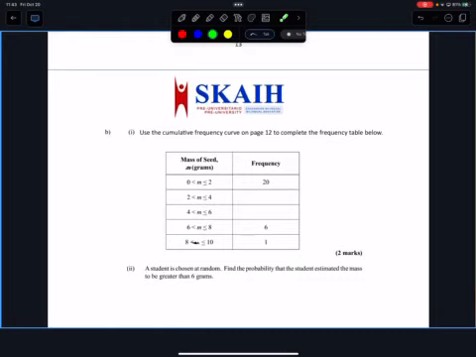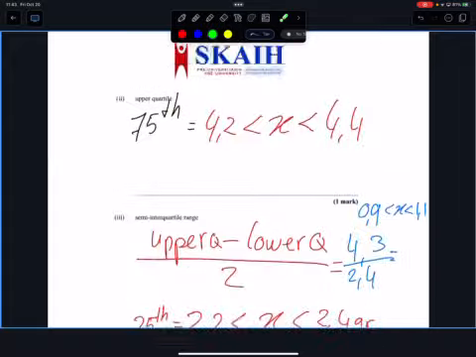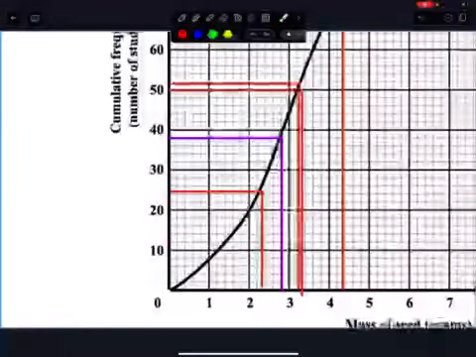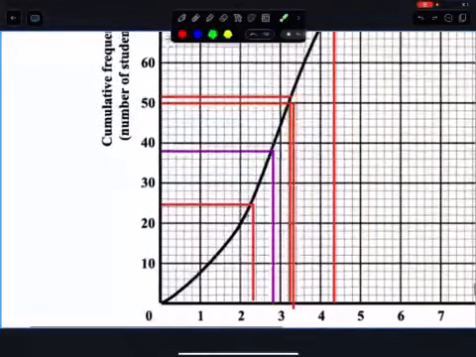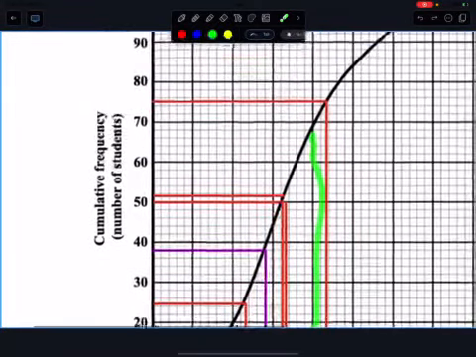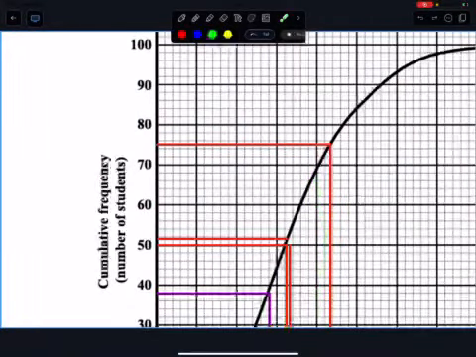Now, using the cumulative frequency curve, the ones you received at page 12, complete the frequency table below. So, how did you do it? I think the majority got it correct. From 0 to 2, you got 20. That's the easy one. 2 to 4, how do you find it? You go at 4, you go up. 4 is, if you look correctly, not at 70. It's between 70 and the one beneath it. So it's 69.